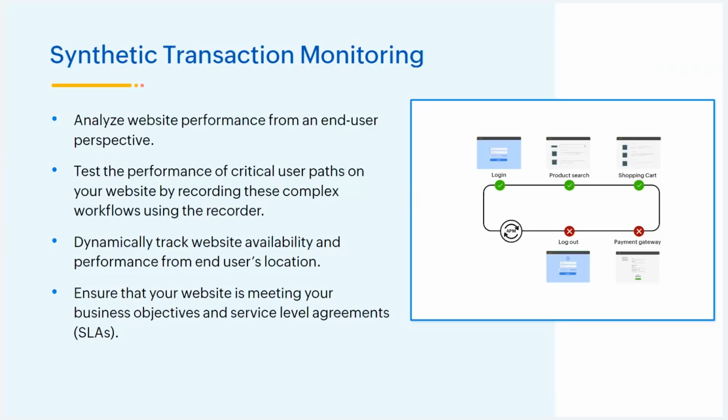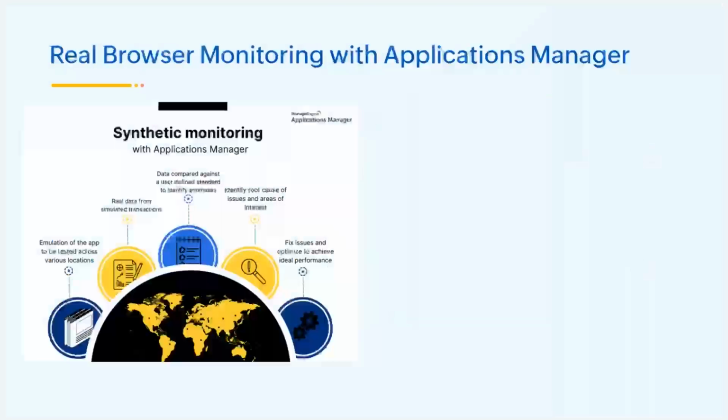Further, you can dynamically track the website's availability and performance from an end user's location using end user monitoring agents. One of the main advantages is the ability to monitor the availability and performance of your website from your end user's location as well. So this ensures your website meets its service level and business level objectives by verifying whether these SLAs are being met. So you can gain a clear view of your service level agreements as well.